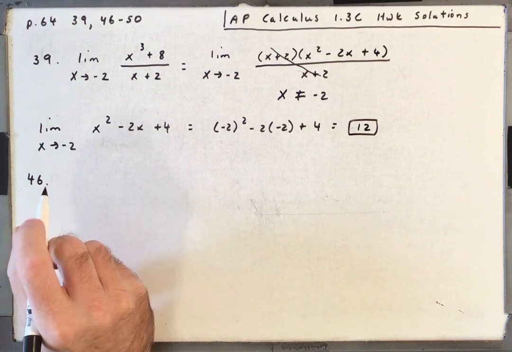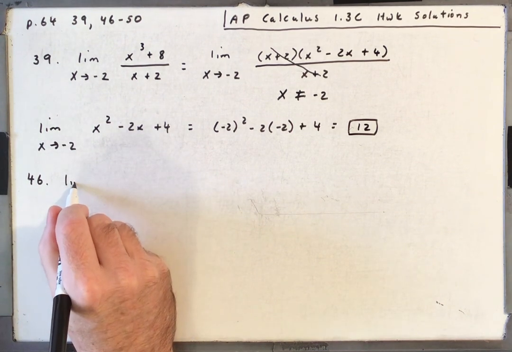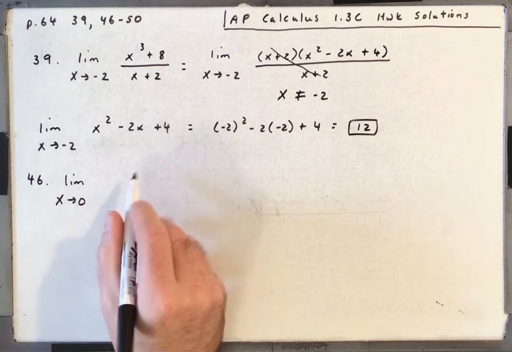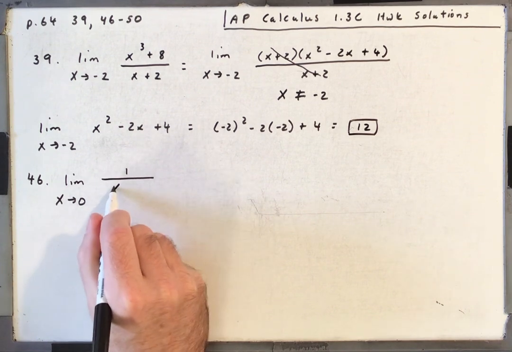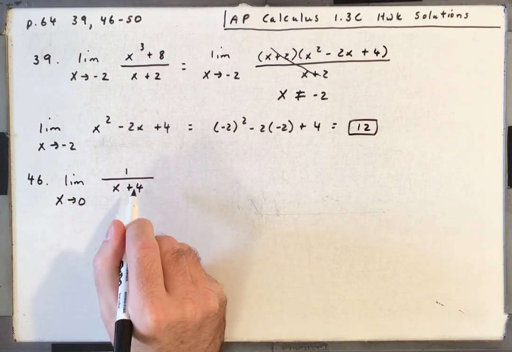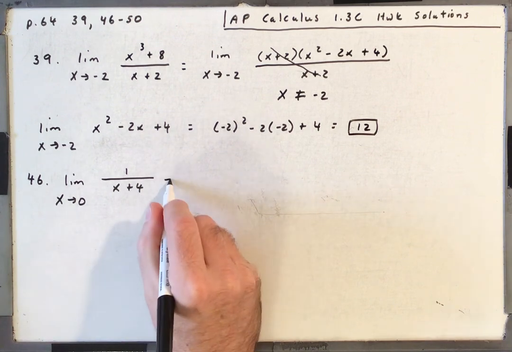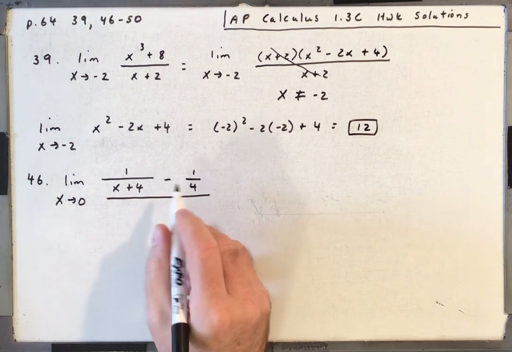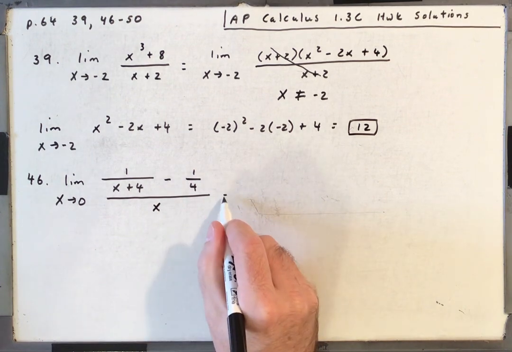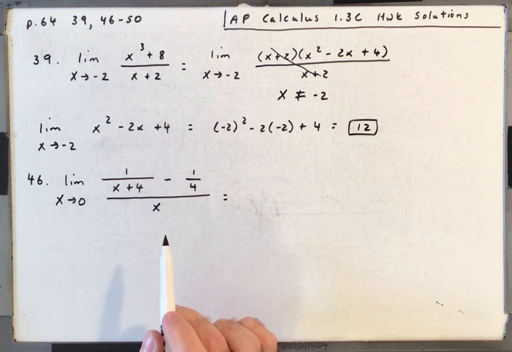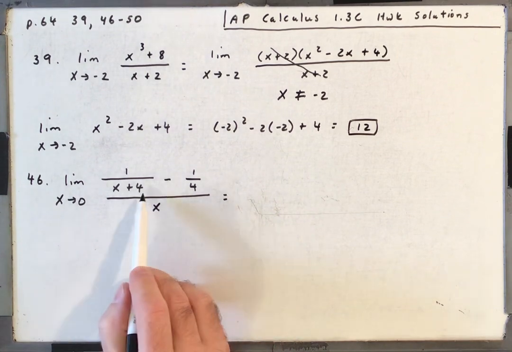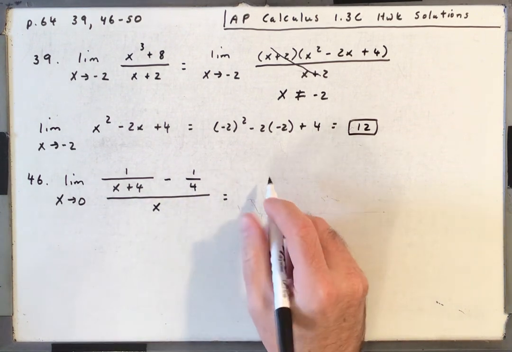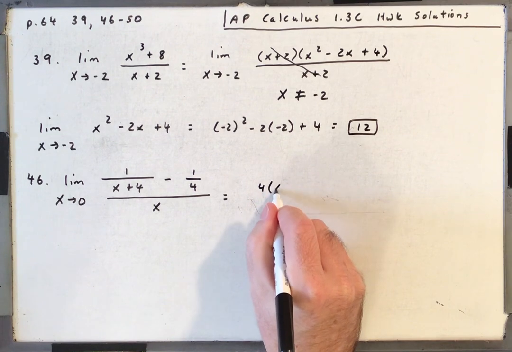All right, 46. We'll have the limit as x approaches 0 of 1 over x plus 4 minus 1/4 over x. So I'm going to plug in 0. You'll get 0 over 0. So I'm going to do the trick. I'm going to combine these two fractions by multiplying the denominators together to get a common denominator. So that's 4 times x plus 4.